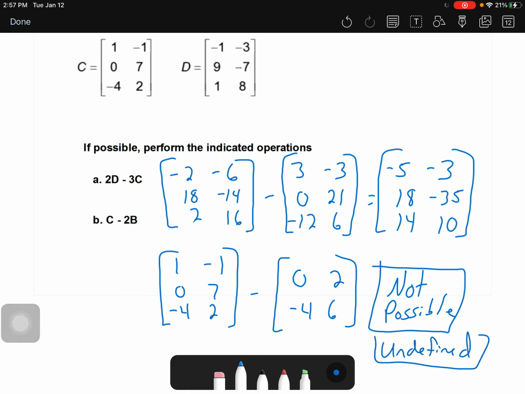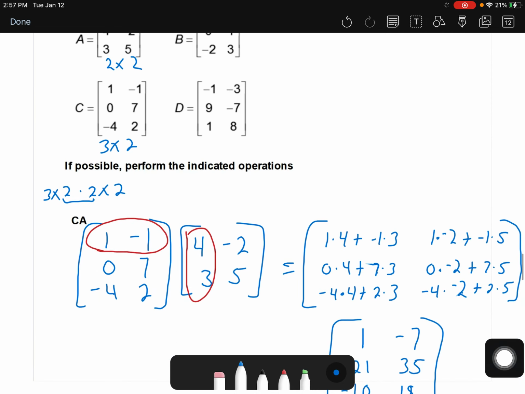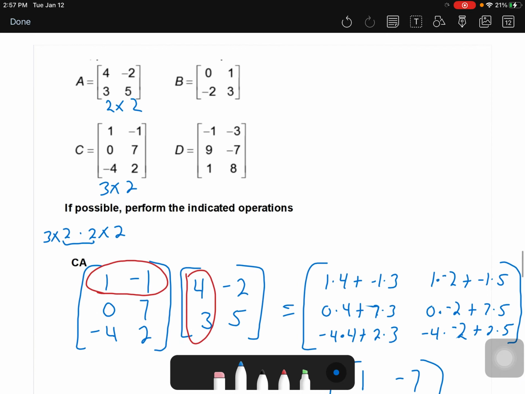Okay, to do addition or subtraction, we have to have the exact same dimensions. Each element has to match up perfectly. With multiplication, however, we don't have to have the exact same dimensions, but what we do need are the inner dimensions to be the same, and the order does matter.